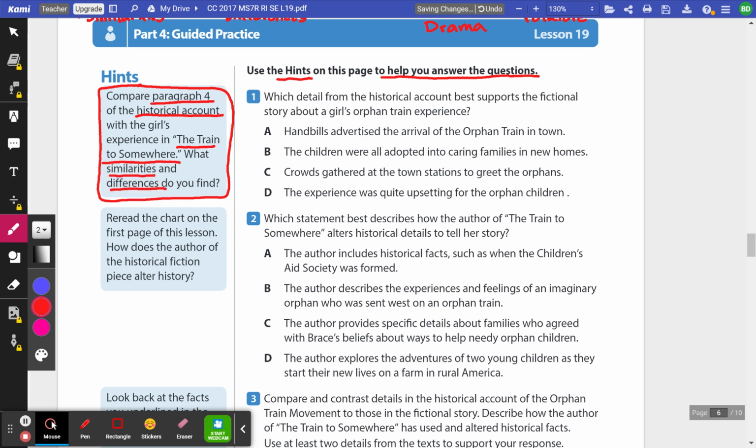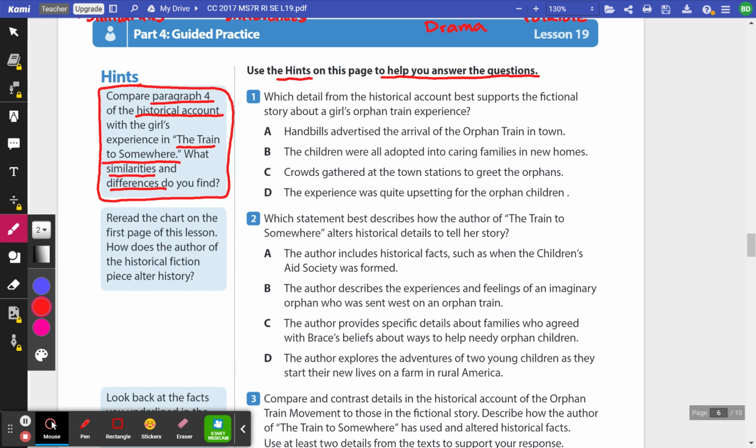All right. So, for this question, I know I'm going to have to go back and look at paragraph 4 of the historical account. I know the title of the historical account was Orphan Train Riders. It's on page 212. So you're going to have to go back and look at paragraph 4. And as you're looking at paragraph 4, you're going to compare it to the girl's experience in the historical fiction text, The Train to Somewhere. You're going to see what similarities there are and what differences there are. So you're going to think about that. So let's look at number 1 and see what the question is.